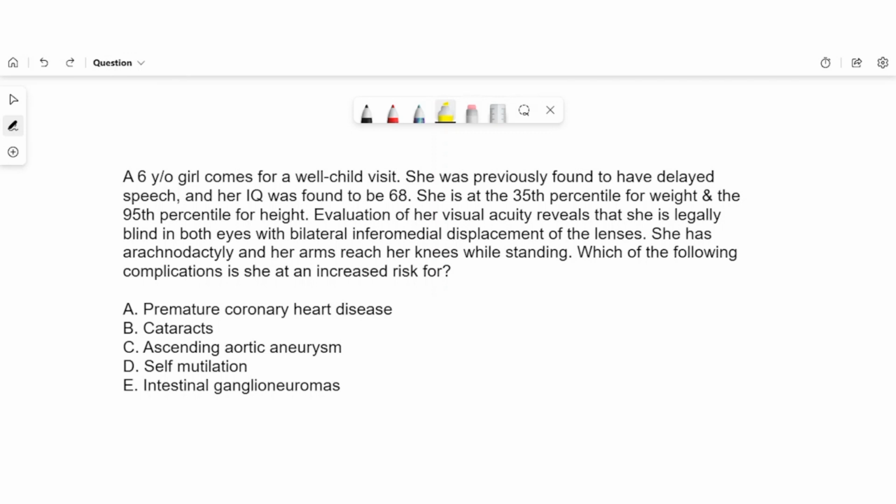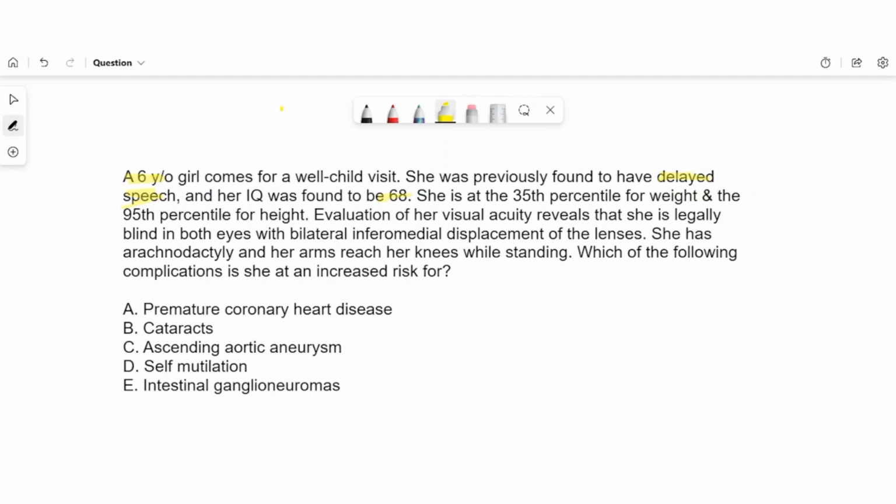So today's question asks which of the following complications is she at an increased risk for? Okay, so now when we read the stem, we're going to go through and look for clues. So a 6-year-old girl, so the age could be relevant, so I'm going to highlight that, comes for a well child visit. She was previously found to have delayed speech. Okay, delayed speech could be relevant. And IQ was found to be 68. 68 is low, so this is a relevant point.